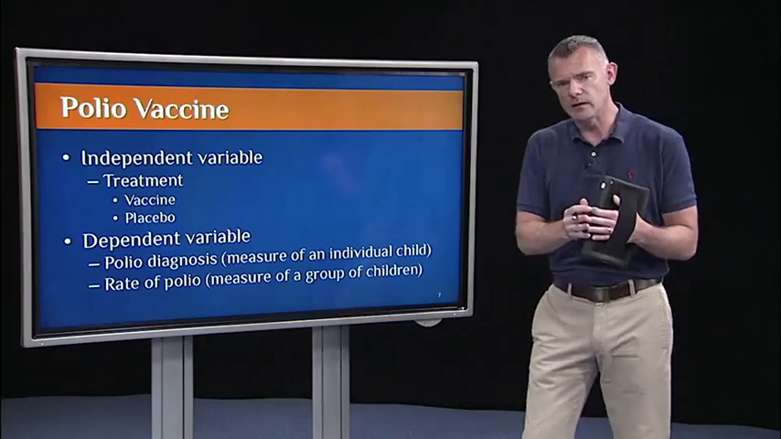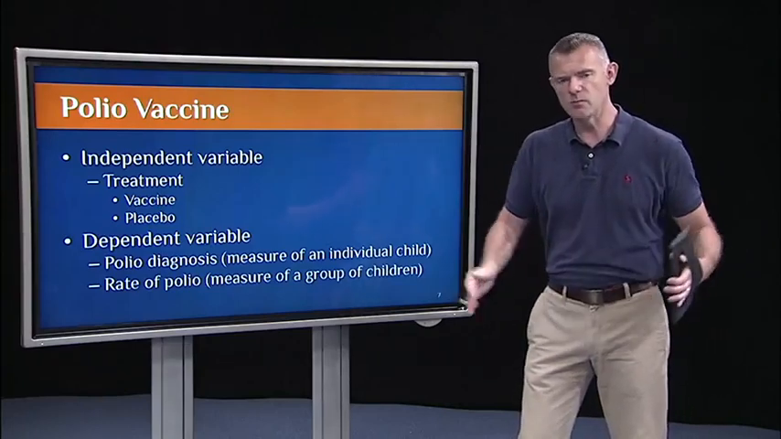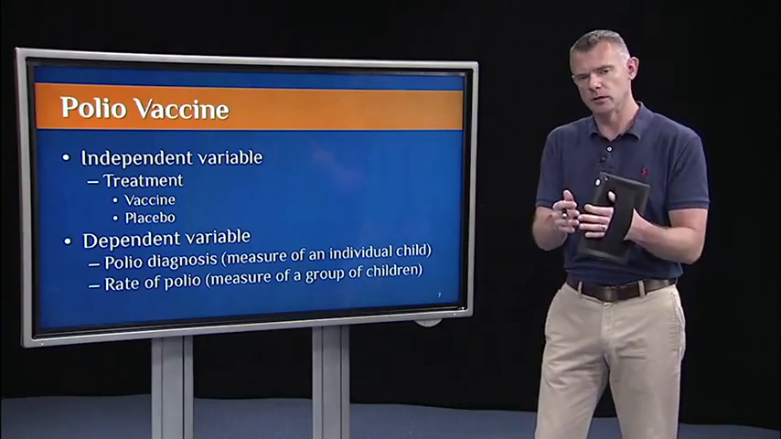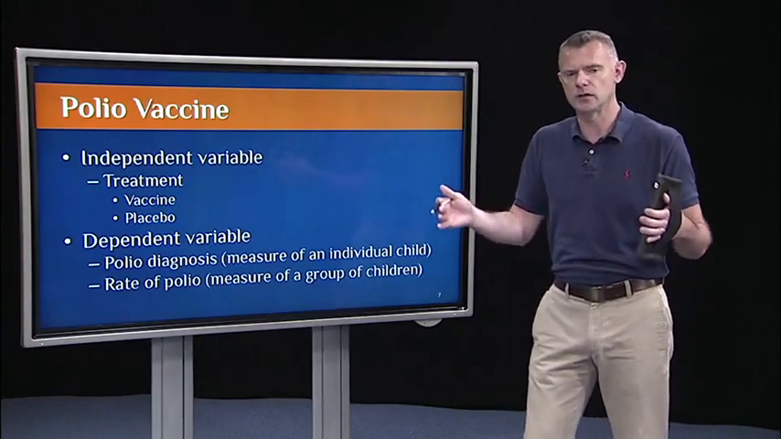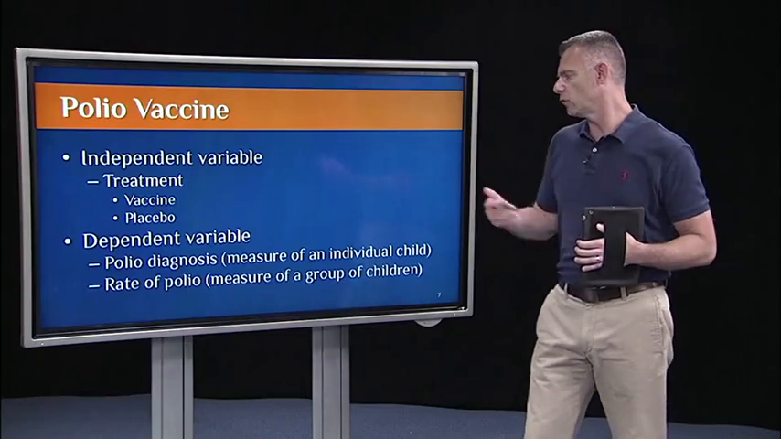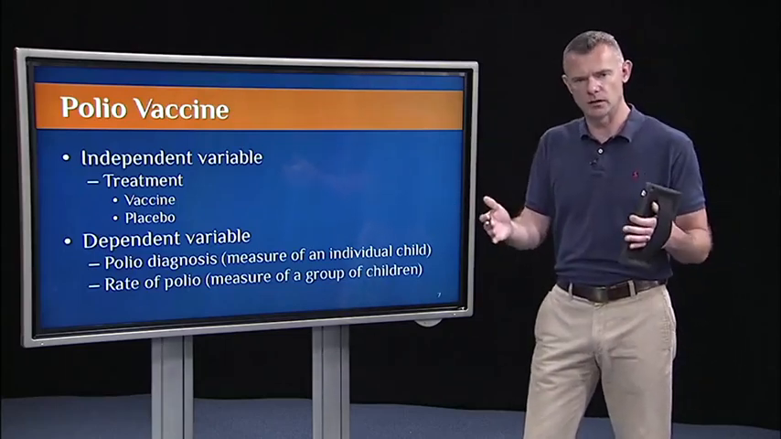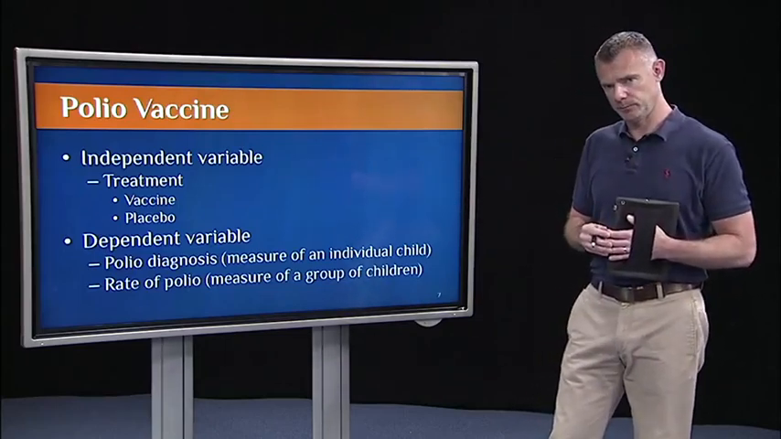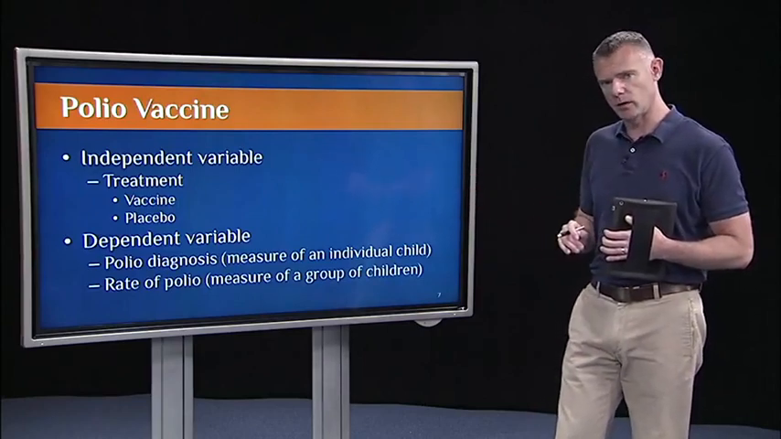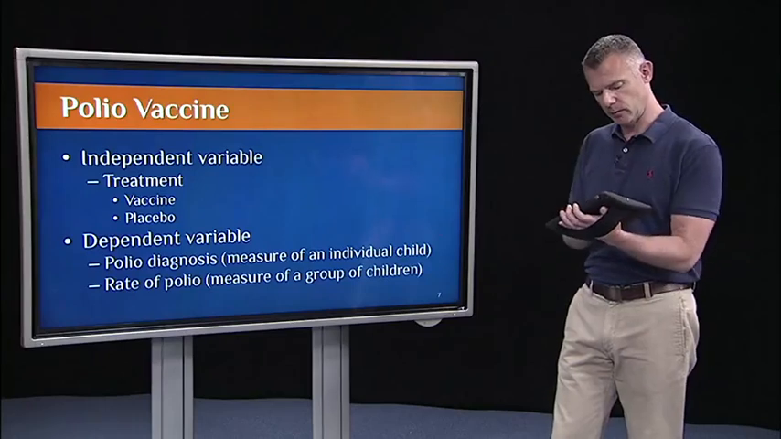Or if we look at the level of a community of children, so if we look at towns or villages or states, then we could look at the rate of polio among a certain number of children. So there are two different ways to score this dependent variable.